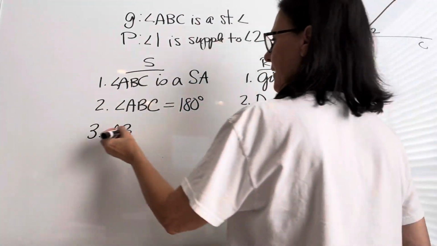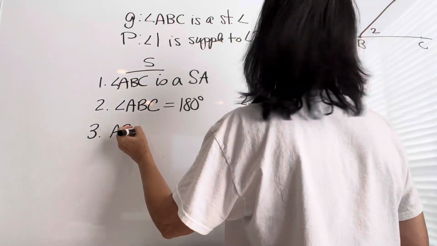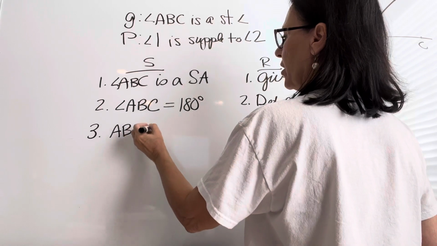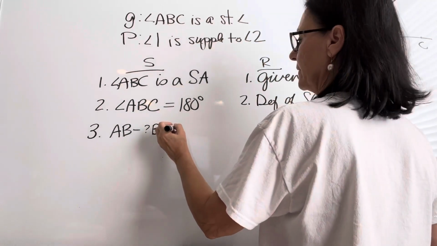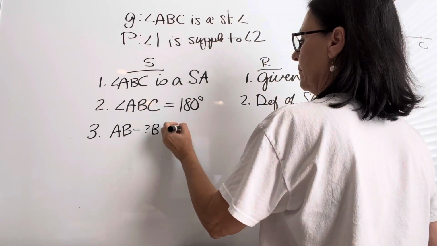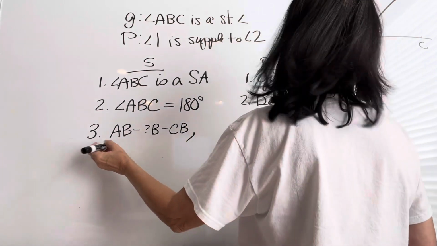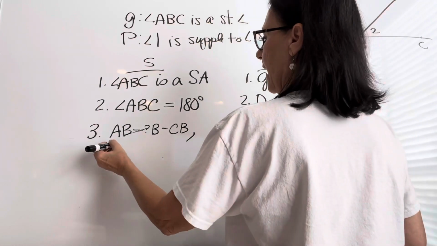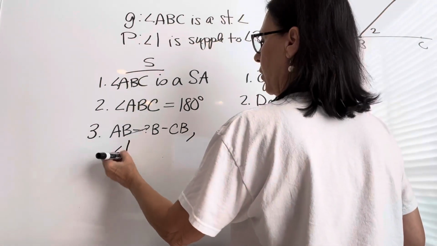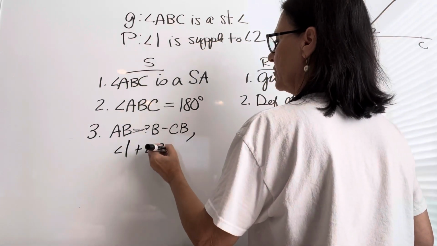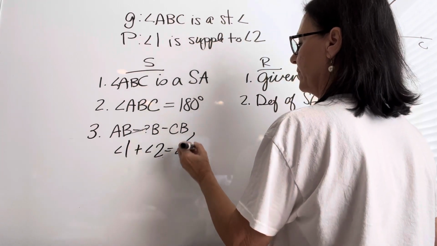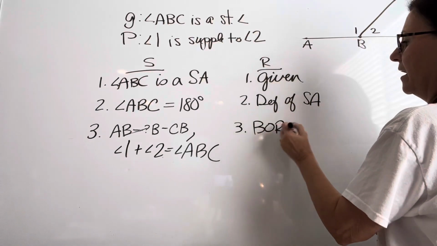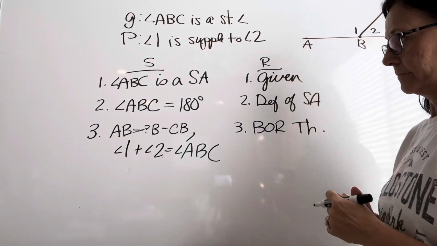So I'm going to say AB, and I'm just going to say question mark B, right, because they didn't label it. CB, because we have that, I just wrote, because we have that, angle 1 plus angle 2 equals angle ABC. Why? Betweenness of rays theorem.